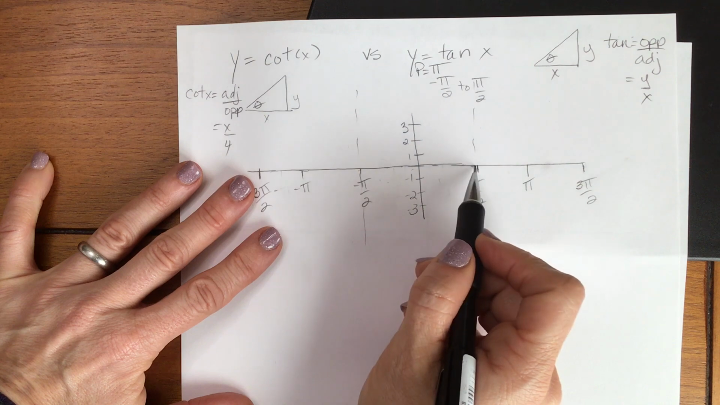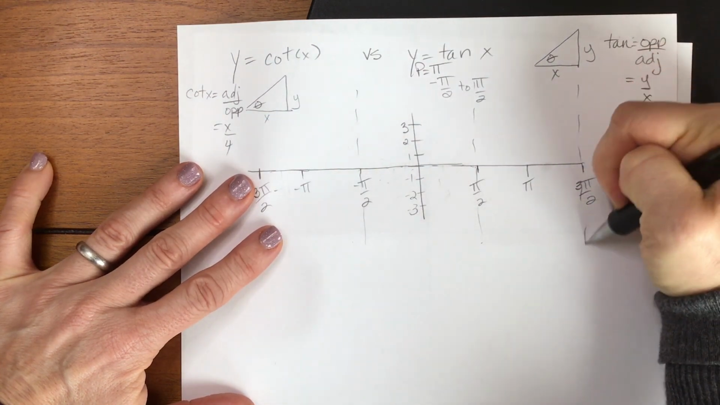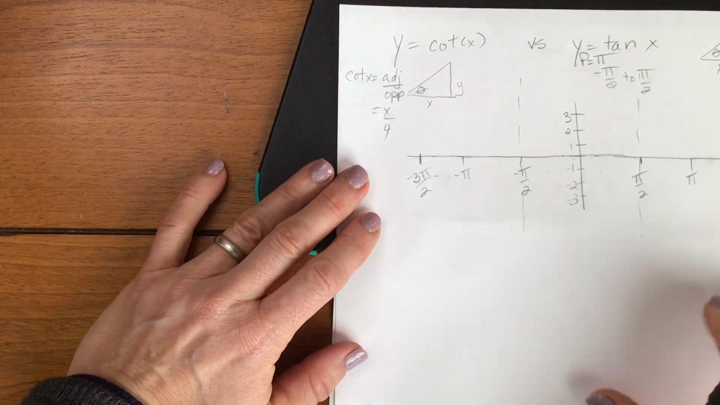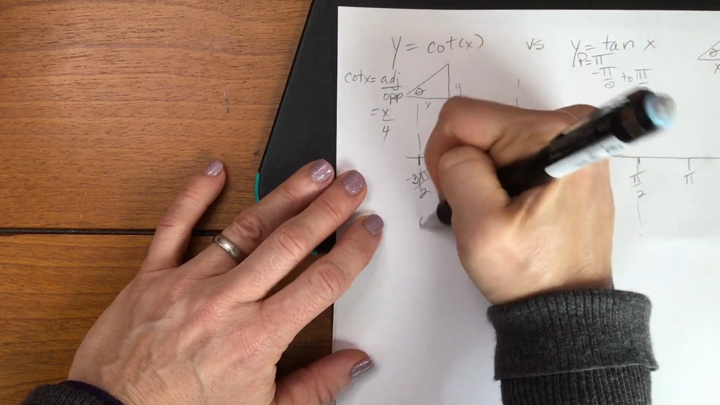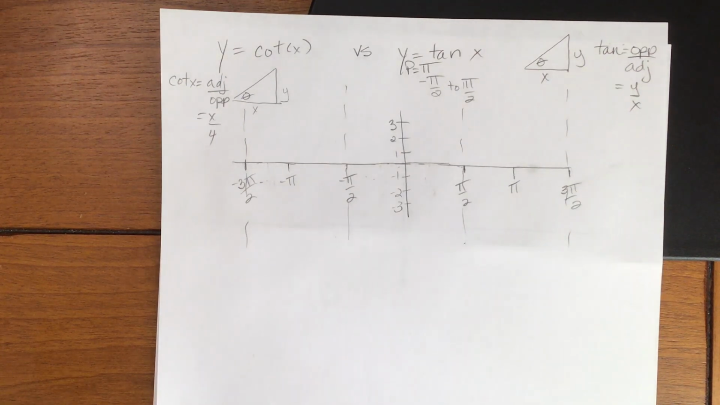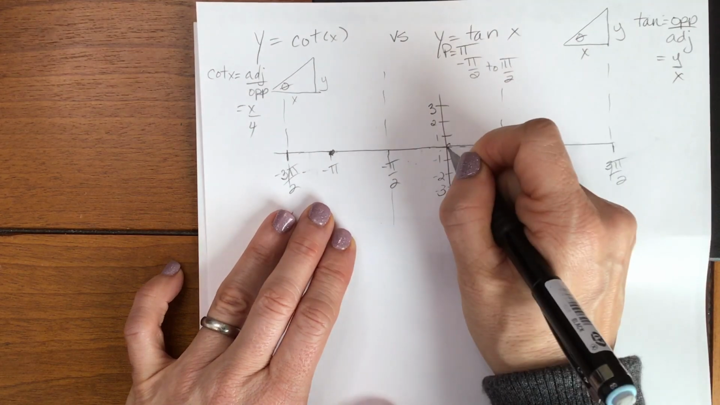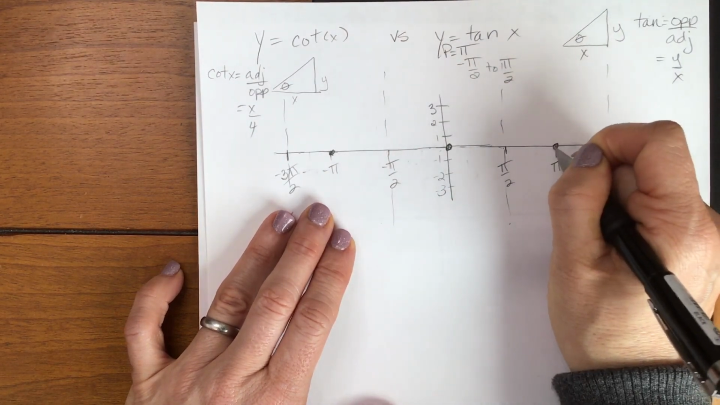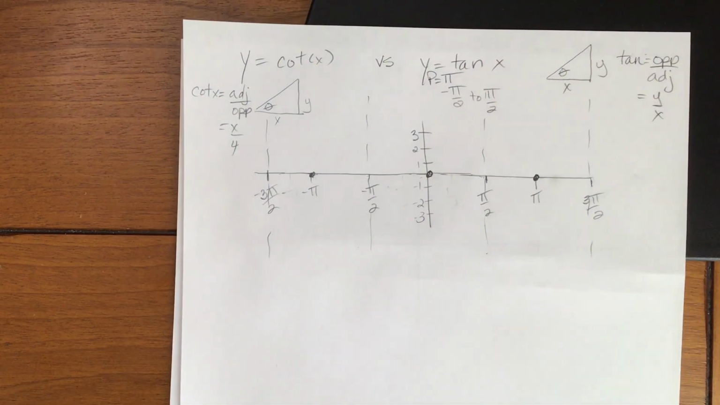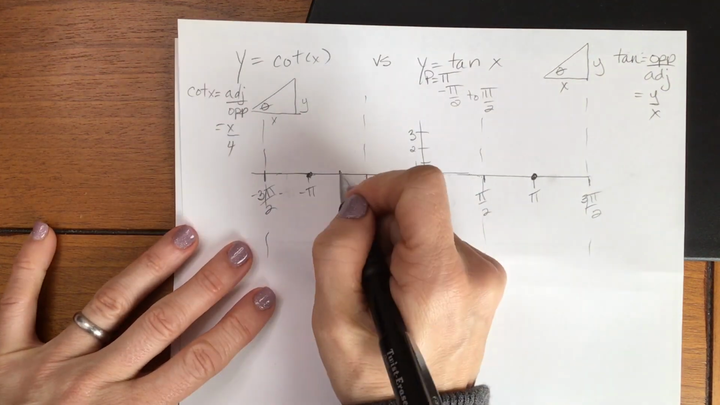Here's negative pi over 2 and pi over 2. That's one period. Here's an asymptote to show another period positive, and here's one negative. And then remember, we said when we were graphing tangent, we had a 0 right smack dab in the middle of those asymptotes. And then we showed our stretch or compression or amplitude halfway between the 0 and the asymptote.